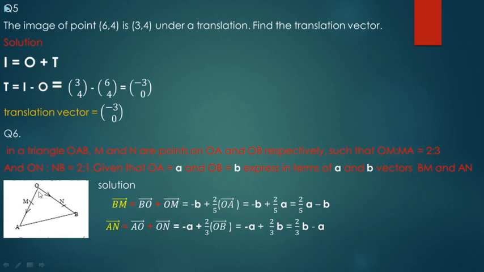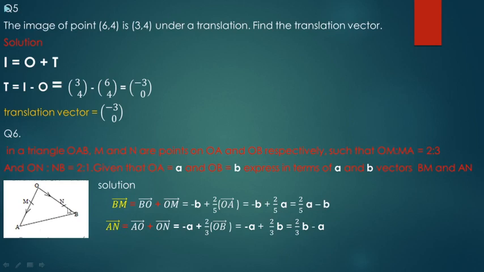And OM, remember we were told the ratio is 2:3. So OM is 2 over 5 of the whole line, that is 2 over 5 of OA, and OA we know is A. So it is negative B plus 2 over 5 of OA, which is equal to negative B plus 2/5 A, the same as 2/5 A minus B. Even if you leave it in this form, it's still correct.